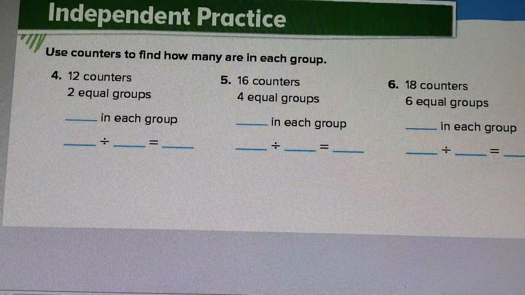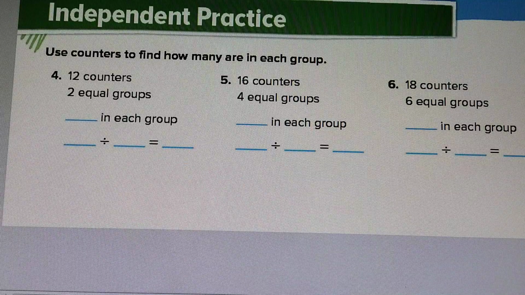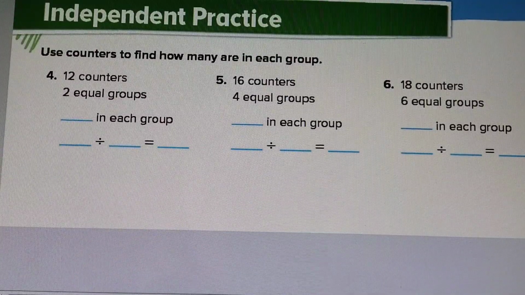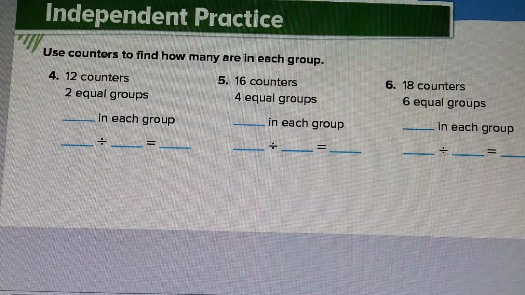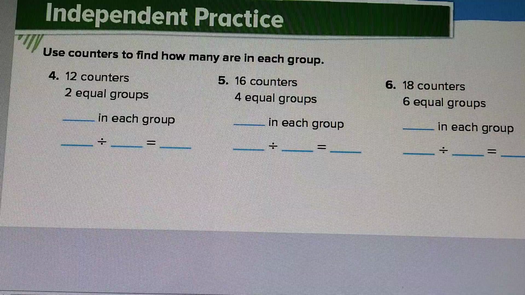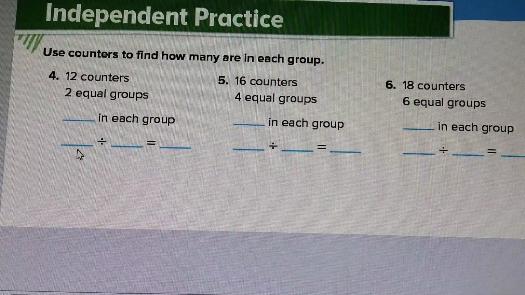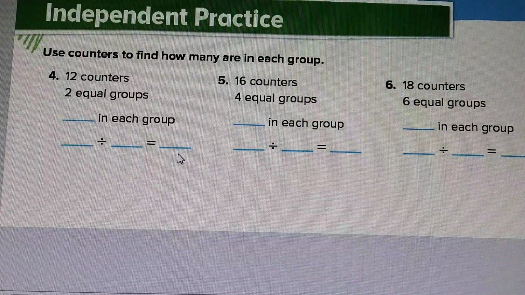Independent practice. Numbers 4, 5, and 6. You're going to use counters again. Number 4, you'll need 12 counters. You're going to make 2 equal groups. So you'll partition them one at a time into 2 groups until you have used up all 12 counters. Right here it will say 12 divided by 2 groups equals unknown.